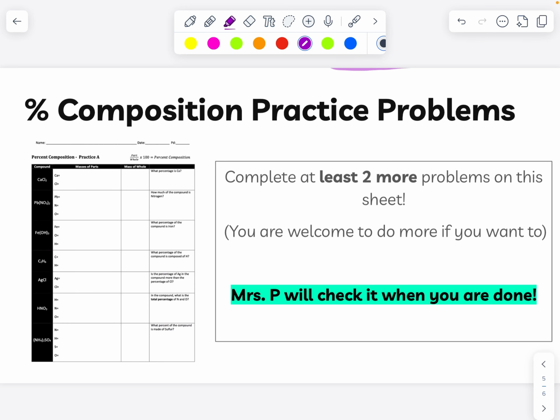Now on your own, you're going to try at least 2 more of these problems. We have already completed this one and this one together. So you have about 5 more that you could choose from. Just pick 2 out of the 3 or out of the 5. If you want to do more, you can, but I will be checking to make sure that you did at least 2 additional problems on your own.